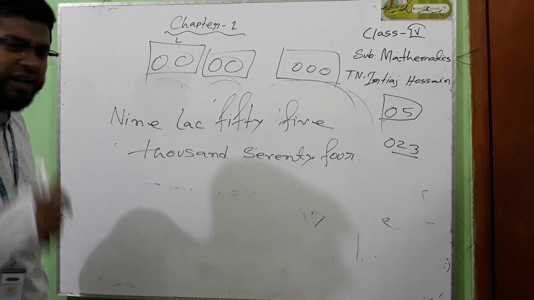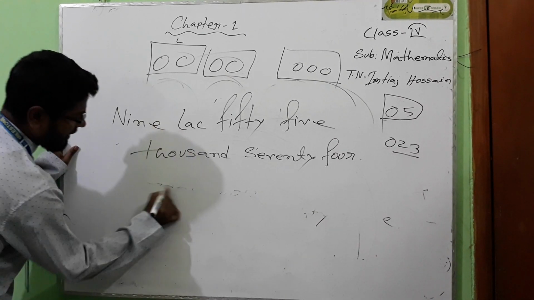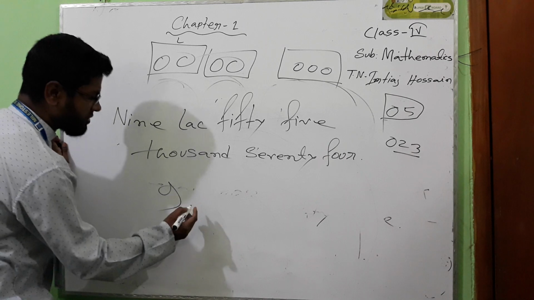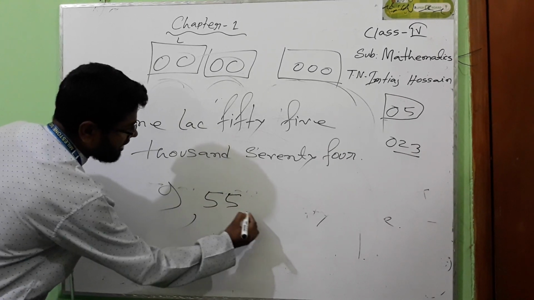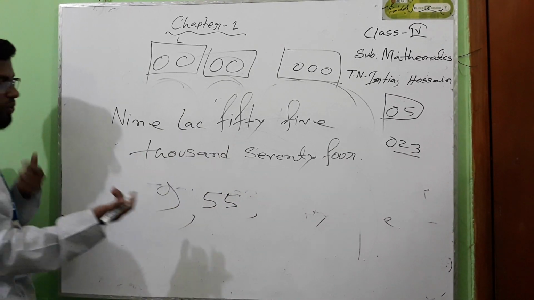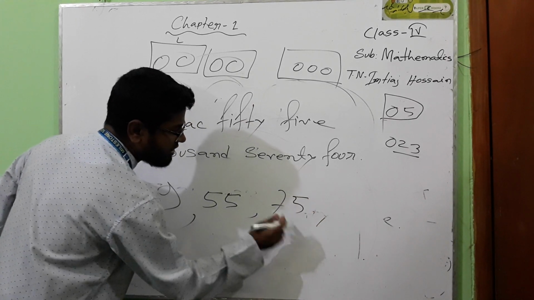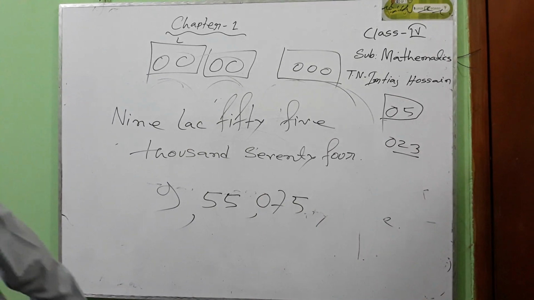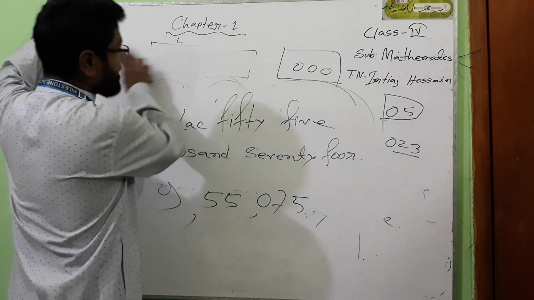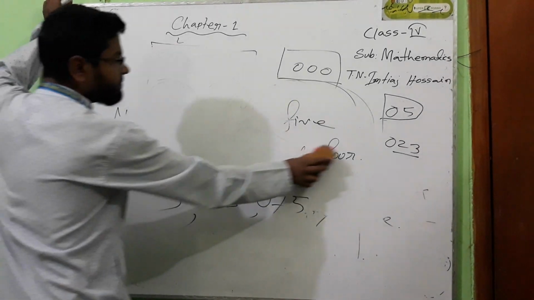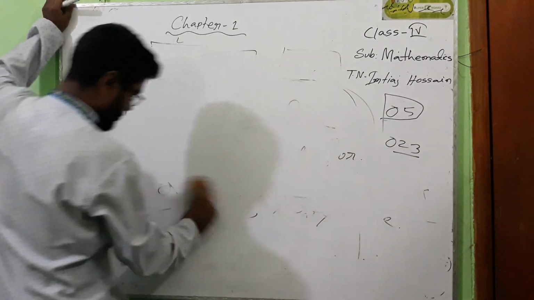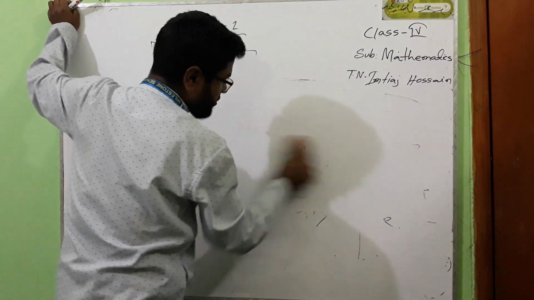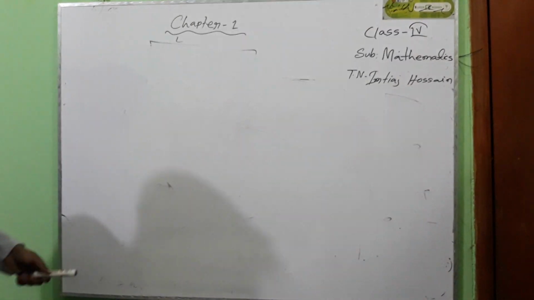Yes, you are right. 9 lakh, 9 done. 55,000. After the lakh column, there is the 1000 column. So 55,000. Then 74. But this is 2 digit. I need to put all digits here. Done. Very good. So now, with this class, we have learned how to write big numbers. Now we need to know the place value.